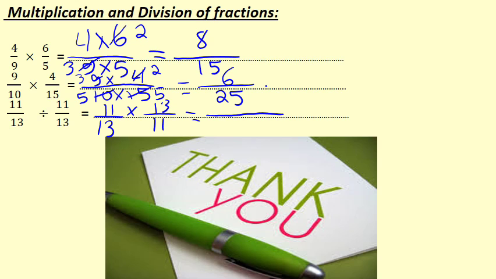Now we are multiplying. We write 11 times what? Over 13 times 11. We don't multiply here. 11 and 11 we reduce by 11. By 11 it's 1, by 11 it's 1. 13 and 13 by 13, by 13 it's 1, by 13 it's 1. So we get 1 over 1, equal to 1. Well done. Thank you.